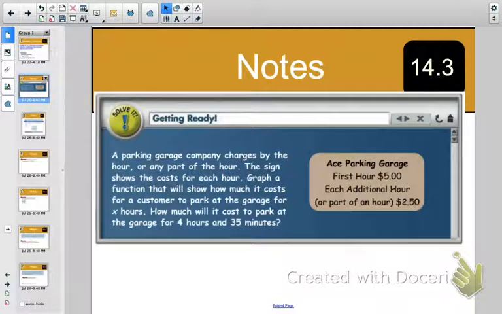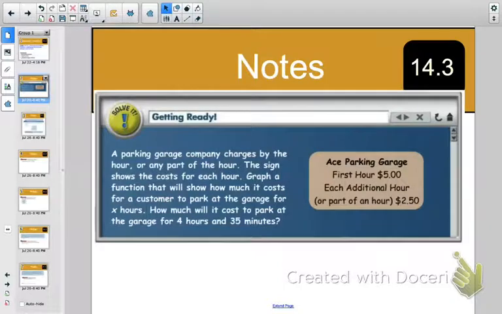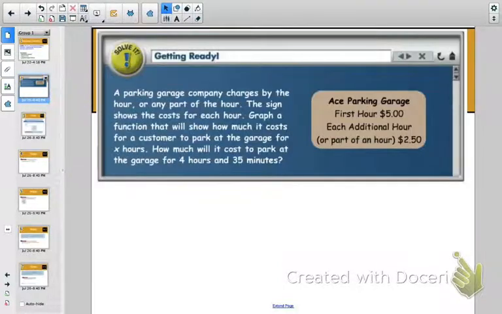You can start by making a table if you are having a hard time visualizing this. So I'm going to say x, y. x is the number of hours, because that is our independent variable. y is going to be the money, because that is dependent. So you can have 0 hours, and it obviously costs $0 if it's 0 hours.